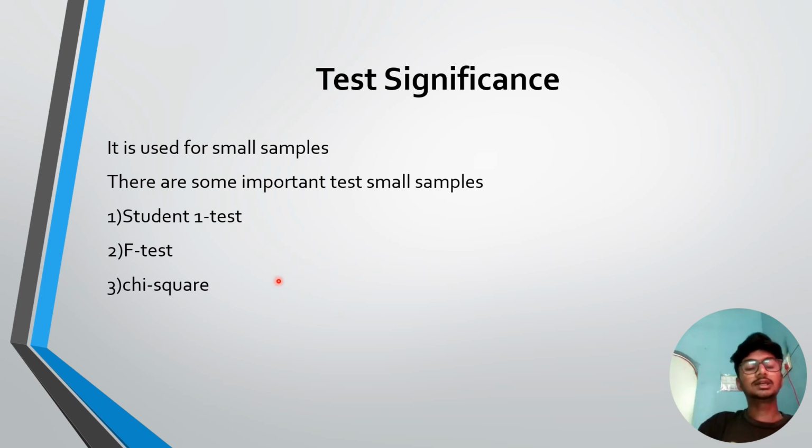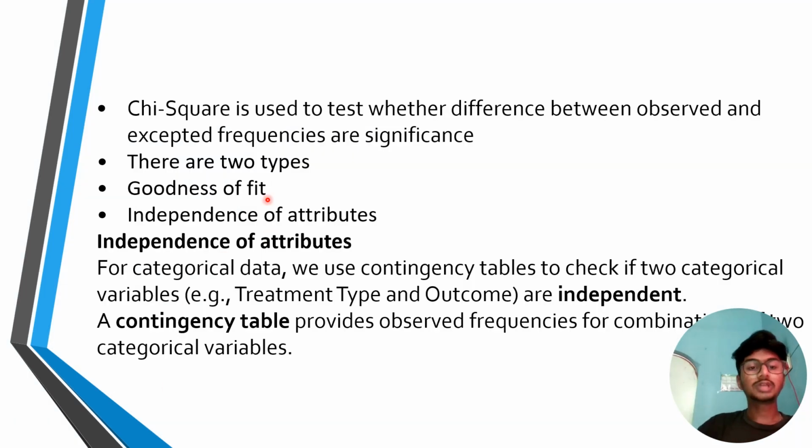Here the test of significance is used for small samples. There are some important tests, which are of three types: student t-test, F test, and chi-square. So in this problem we are going to use chi-square. Chi-square is used to test whether the difference between observed and expected frequencies is significant. These are of two types: first goodness of fit, and second independence of attributes. Here we are going to talk about independence of attributes in this problem.